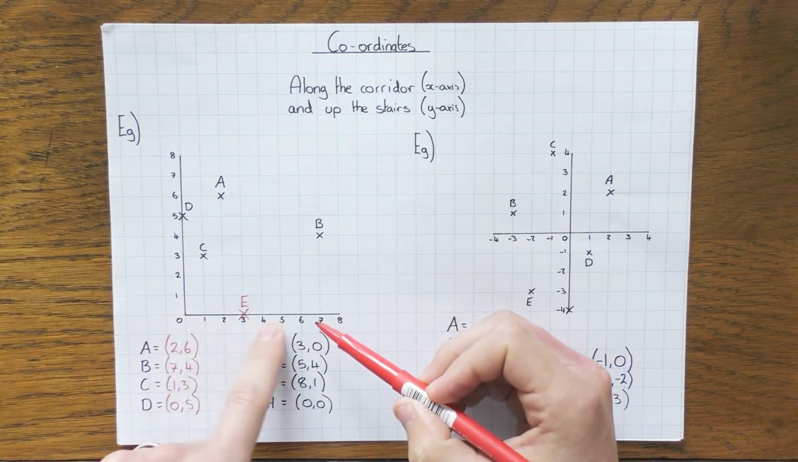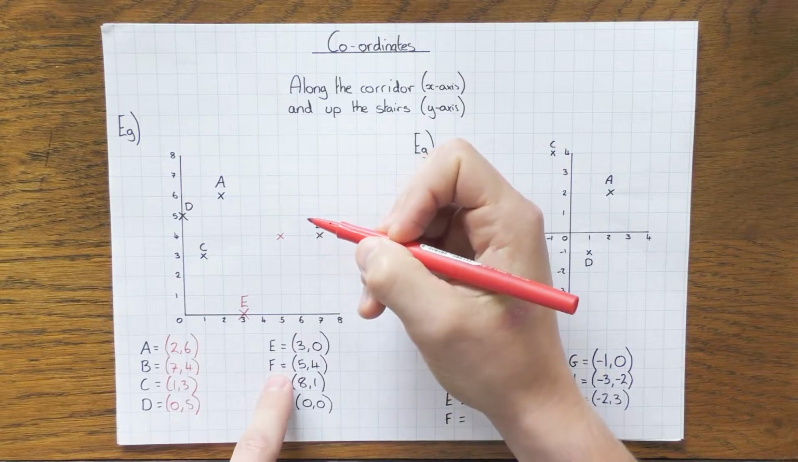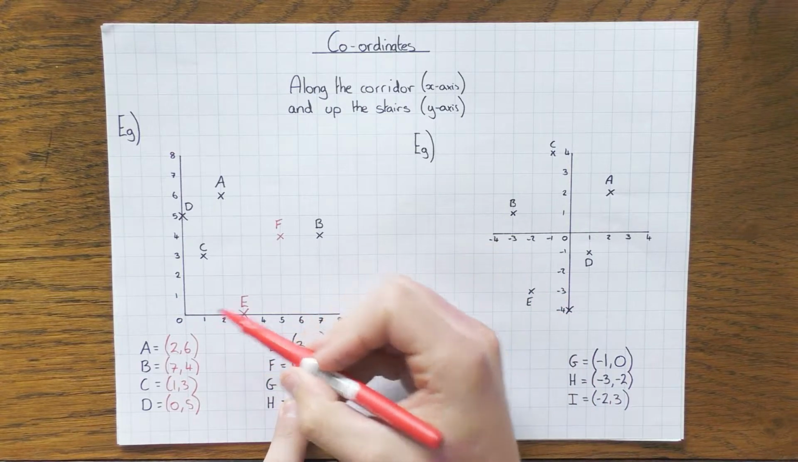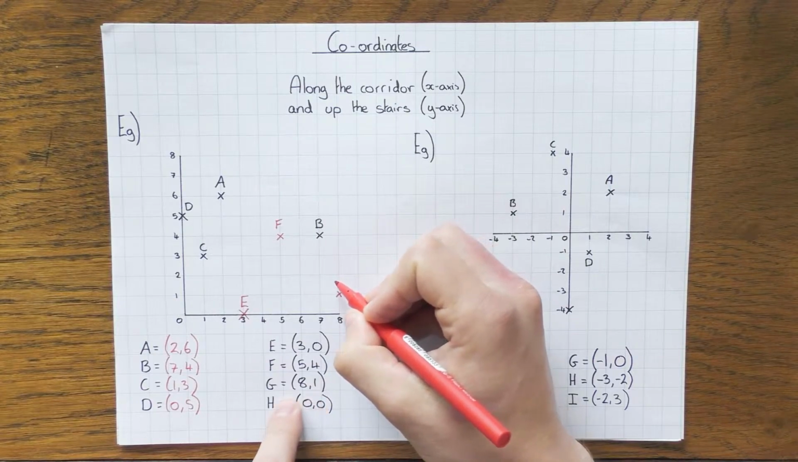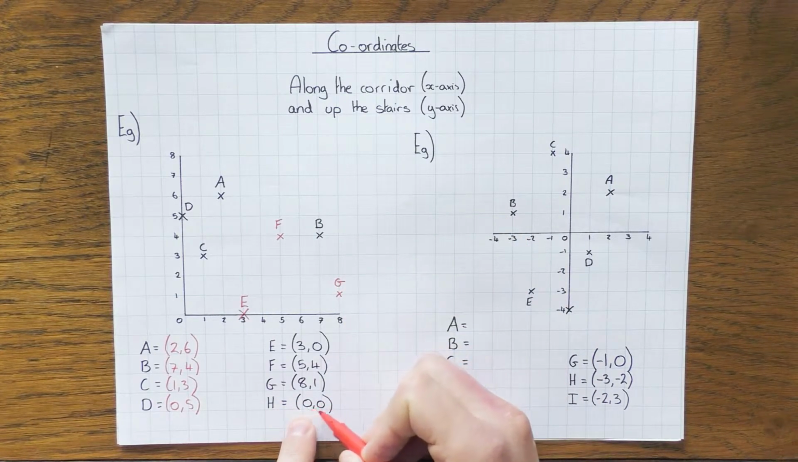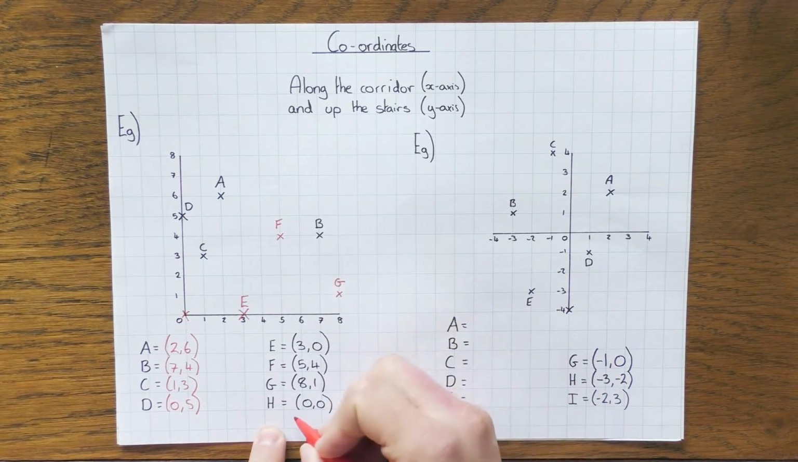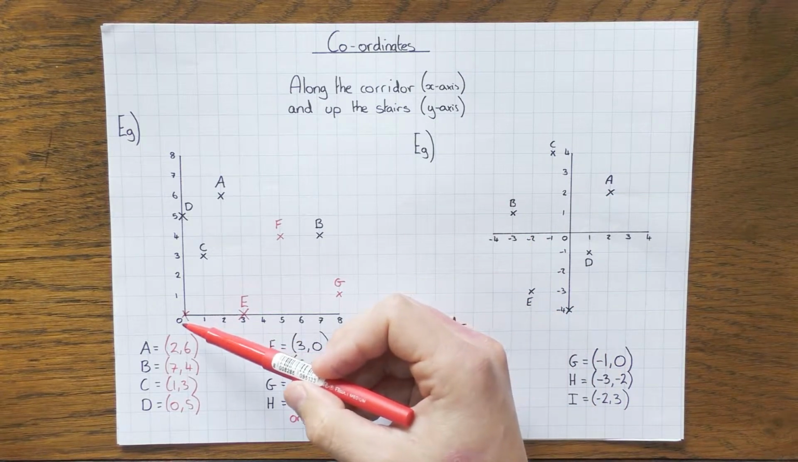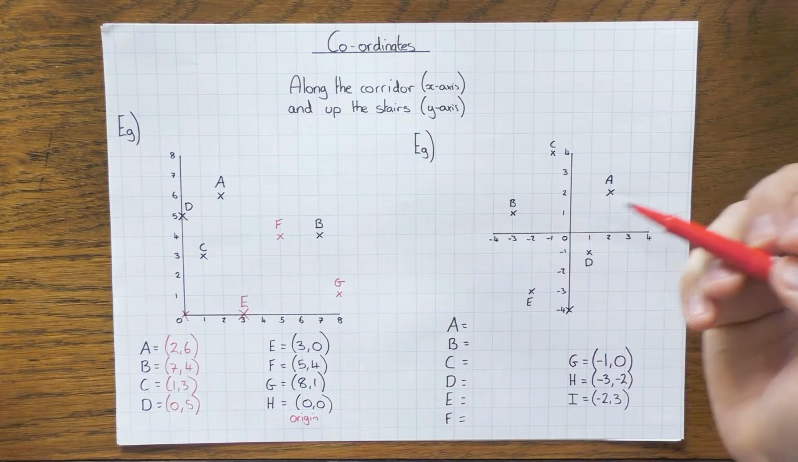F, go along 5, and then up 4. 1, 2, 3, 4. Yep. And that was F. G, I go along 8 and up 1. So that's going to be G. And then H, special point here, 0, 0, so I actually don't go anywhere. I don't go along the corridor, I don't go up the stairs, and that is also called the origin. So if you say put the point or coordinate 0, 0, that's also called the origin. So they might actually say from the origin, and all that means is the point 0, 0.